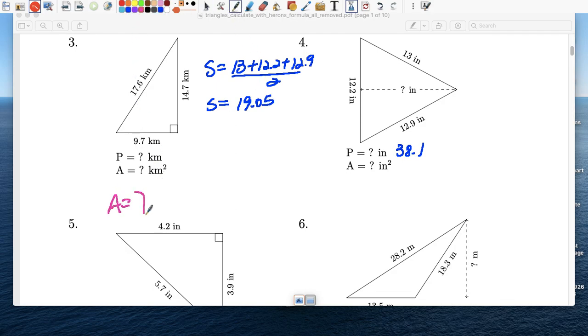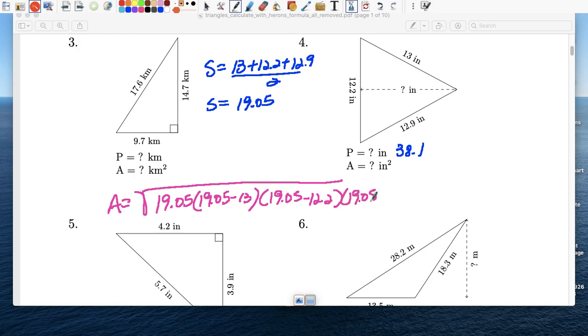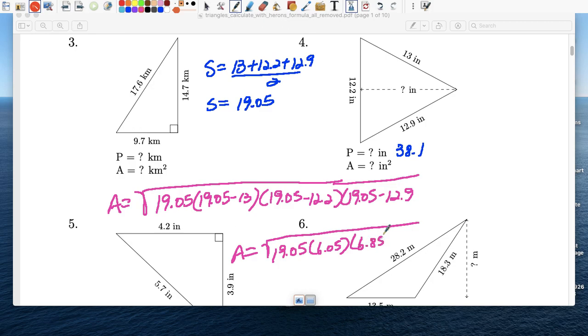All right, so let's go straight to Heron's formula. So the area equals the square root of 19.05 times 19.05, subtract each of the sides. 19.05 minus 13, that's going to give me 6.05, times 19.05 minus 12.2, that's going to give me 6.85, times 19.05 minus 12.9, that's going to give me 6.15.